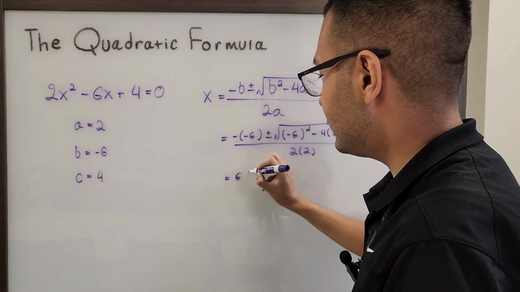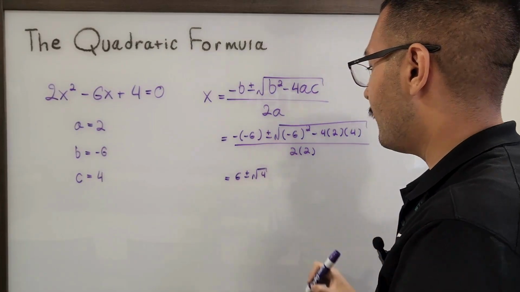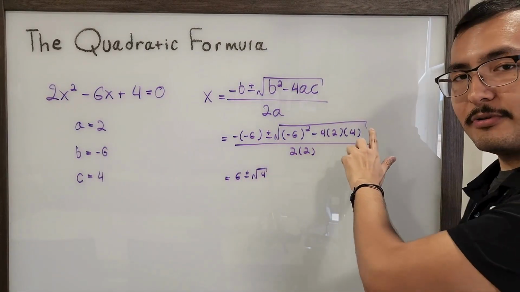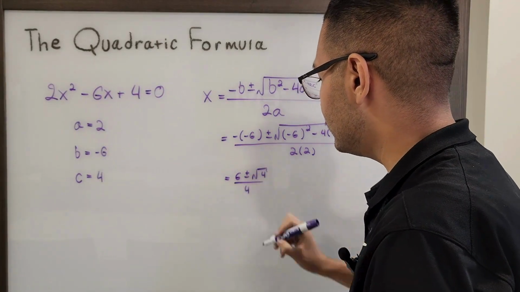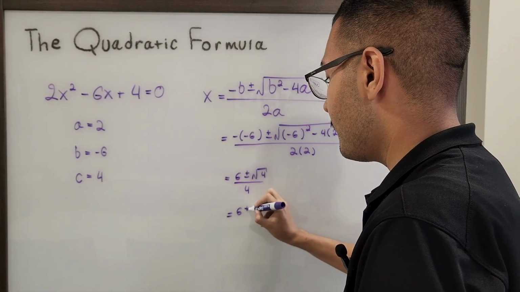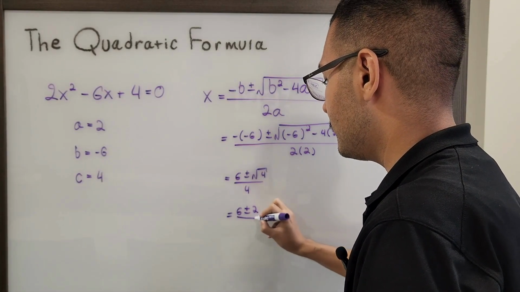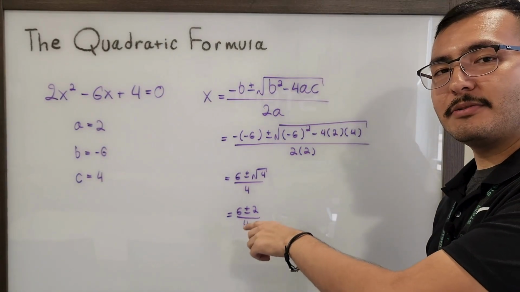So that becomes positive 6 plus or minus the square root of 4. All of that right there inside the square root turns out to be 4. And then 2 times 2 is 4. Now, we know that the square root of 4 is 2. So it becomes 6 plus or minus 2 over 4.